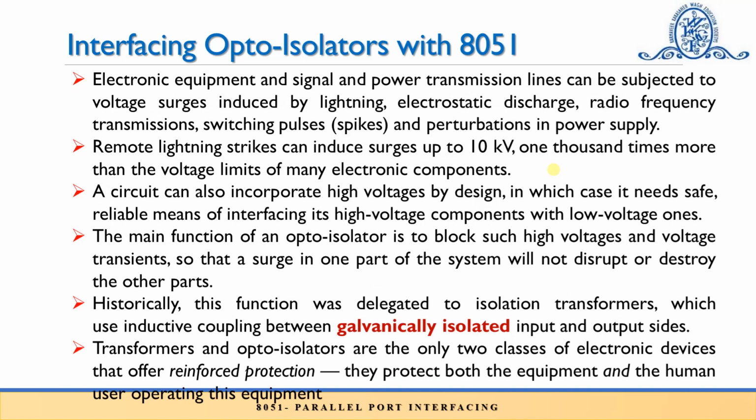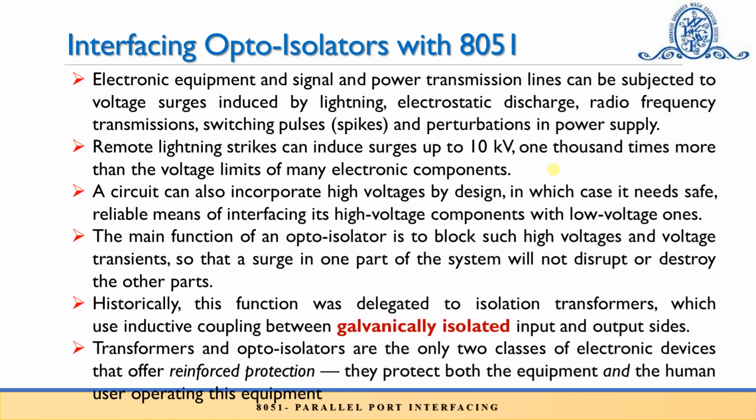Now, why opto isolators are used? Electronic equipment and the signal and power transmission lines are always subjected to voltage surges which are induced by the lightning, electrostatic discharge, radio frequency transmissions, then switching spikes or pulses. So these are the different ways in which the high frequency transients or surges are induced.